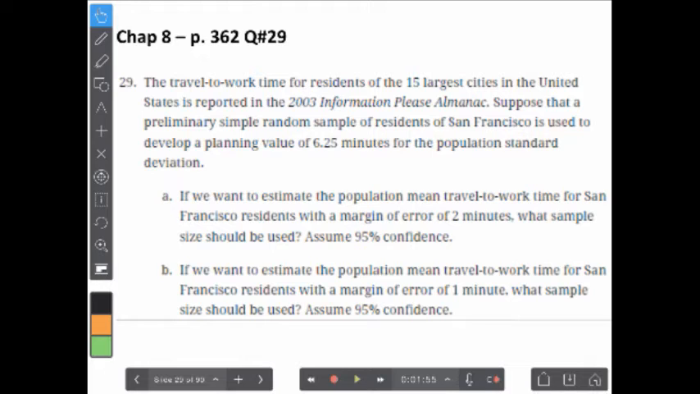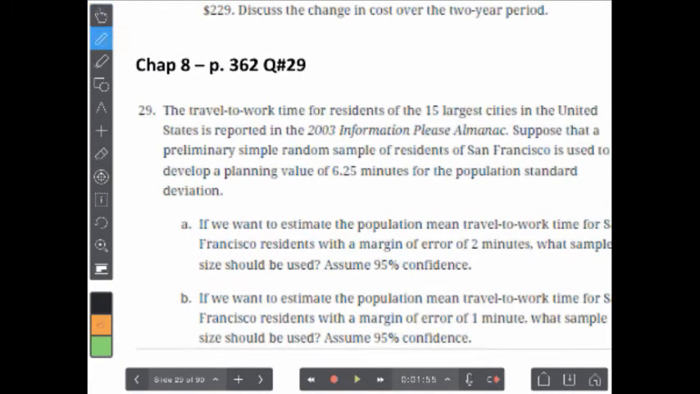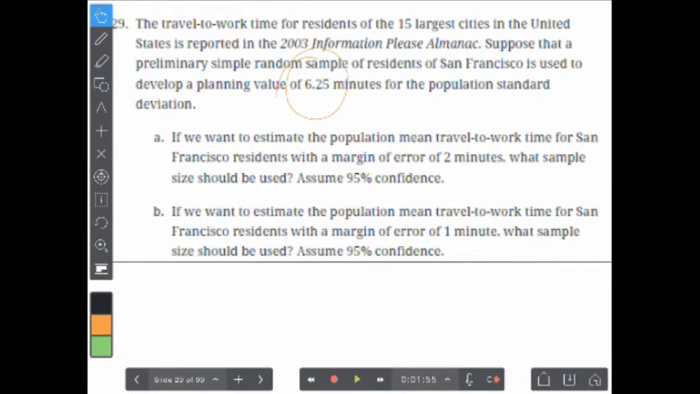Okay, so basically we want to do some planning. We expect that the standard deviation, and in real life you can't necessarily set that up, but anyway, you want it to be 6.25. So we want to estimate the mean travel time to work with a margin of error of 2 minutes. We want a 95% confidence level. So what sample size do we need?